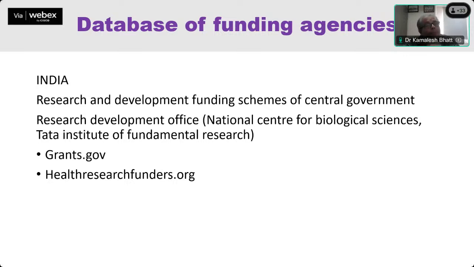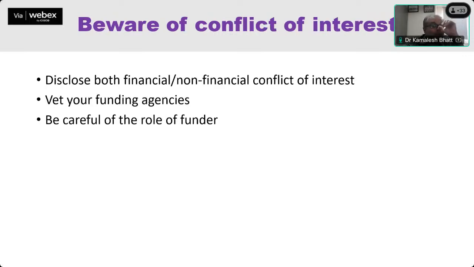But again, I am telling you, if you go through these, you will select the funding agency. You have to go to the home page and check which are their priorities. The most important is beware of conflict of interest. You have to disclose both financial and non-financial conflict of interest, and it should be very clear that ideally the funding agency should only take part in the funding of the research part. It should not take part in the research process, result findings, analysis, and up to the publication.